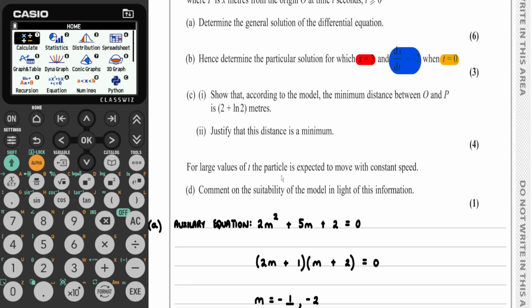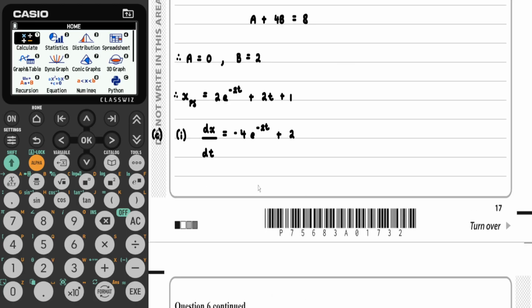For large values of t, the particle is expected to move with constant speed. Part E. Comment on the suitability of the model in light of this information. Because we are considering speed, we have to consider the first derivative of x with respect to t. And we know that's equal to negative 4e to the negative 2t plus 2. And we are concerned with what happens when t gets very large.